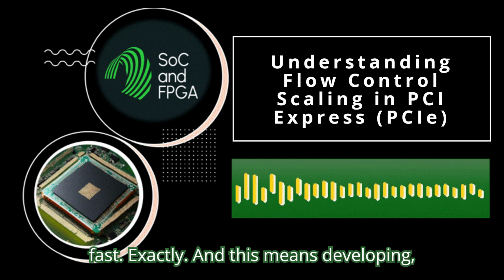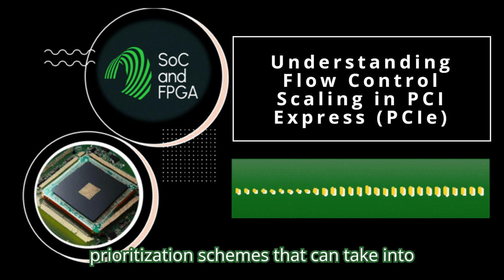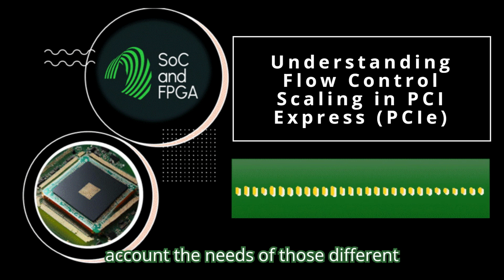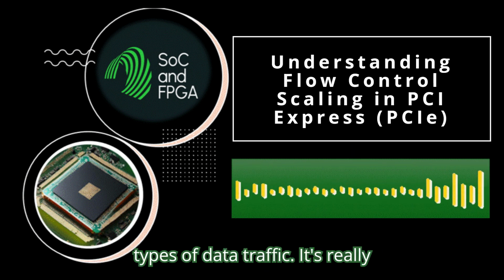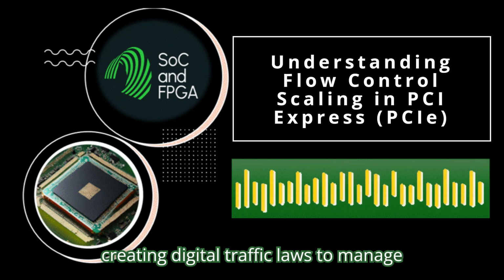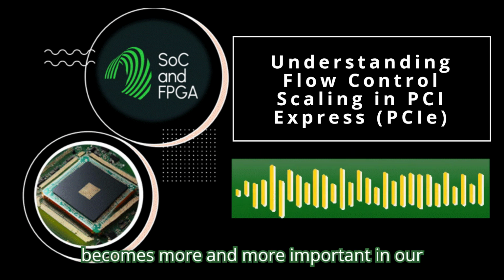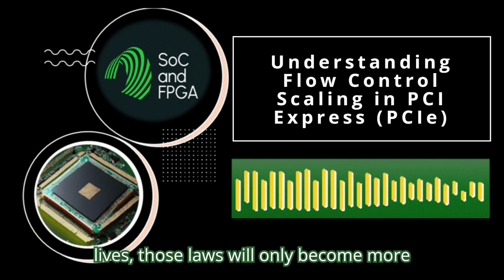Exactly. And this means developing more advanced QoS algorithms and prioritization schemes that can take into account the needs of those different types of data traffic. It's really interesting to think that we're basically creating digital traffic laws to manage that flow of data. Yeah, and as data becomes more and more important in our lives, those laws will only become more crucial.